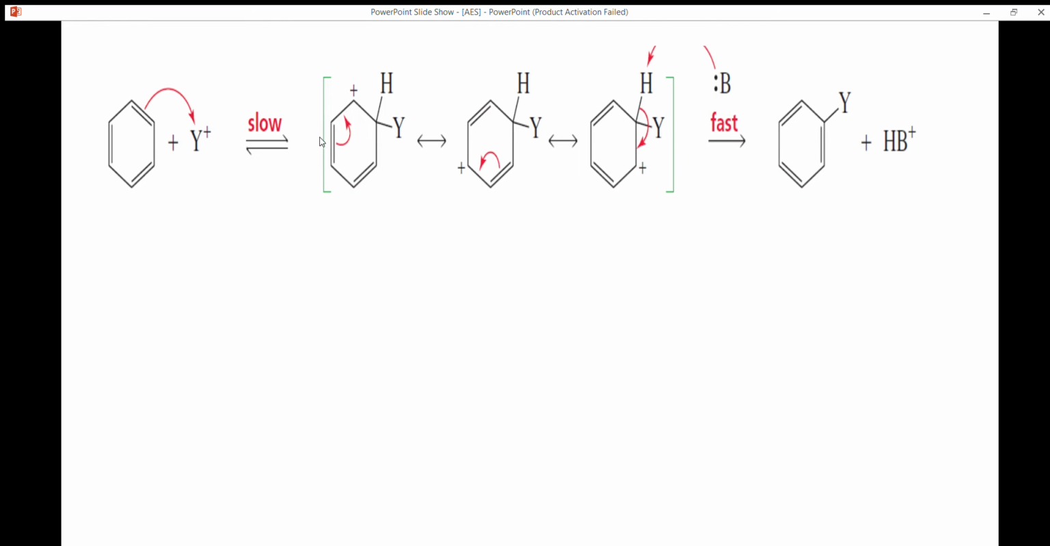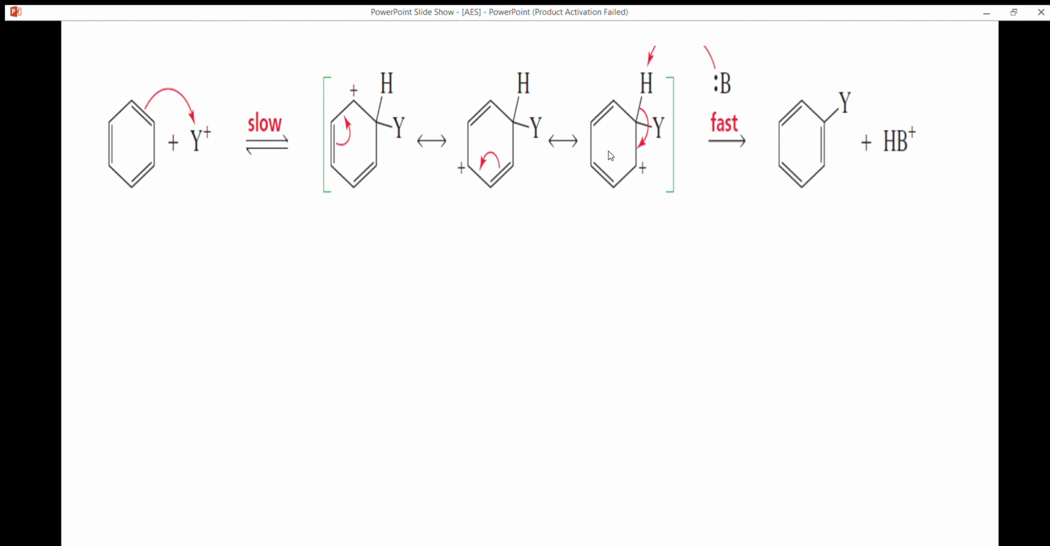If you are concerned about these electronic changes, we can see clearly that in the beginning all the carbon atoms present in the benzene structure are sp2 hybridized, but during the time of electrophilic attack, this particular carbon atom where you can see the attack of electrophile is converted into an sp3 carbon. So that is a typical change you can see in the intermediate step.